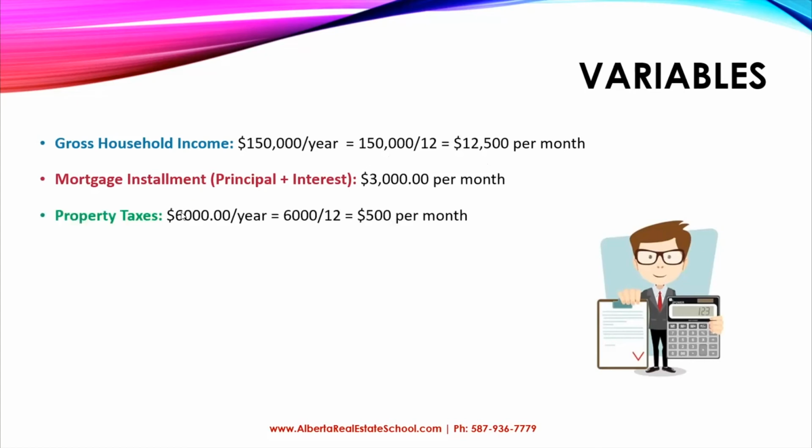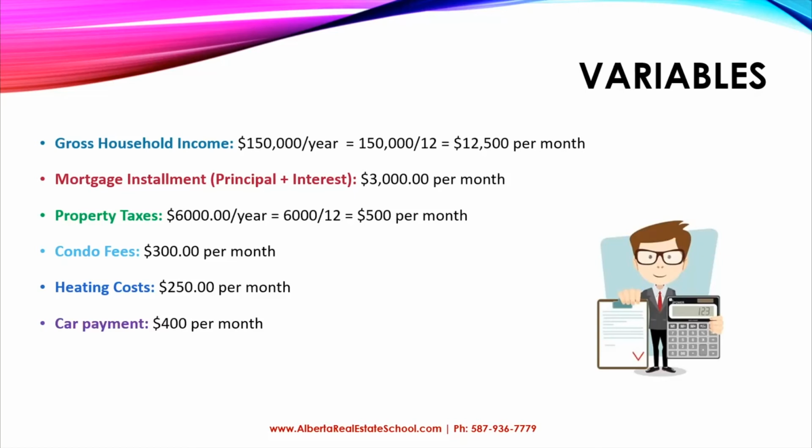Property taxes are $6,000 for the year, so again, we convert them into the month. We divide it by 12, so it's $500 per month. Condo fees are $300 for the month. In this case, when we do the calculation, we will use half of this, which will be $150. Next, the heating costs are $250 for the month. Car payment is $400 for the month.